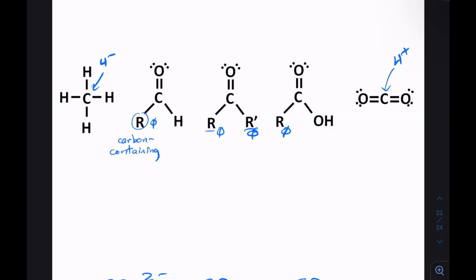Right, this is an aldehyde. You'll learn all this stuff coming up in organic chemistry. This is an aldehyde. This is a ketone. This is a carboxylic acid, but you've seen those in Gen Chem 1. We've worked with acetic acid, right? Carboxylic acid.